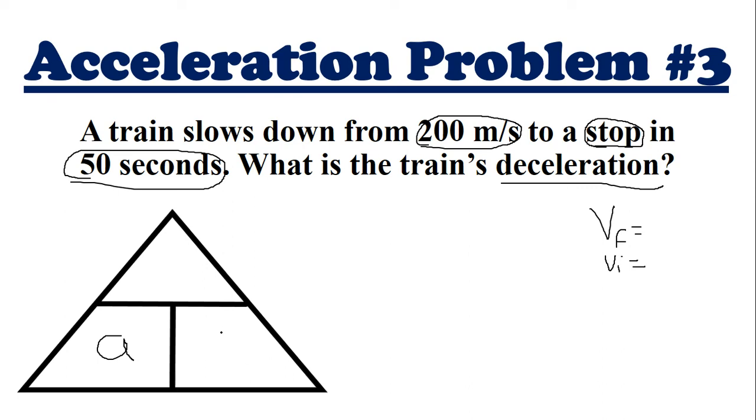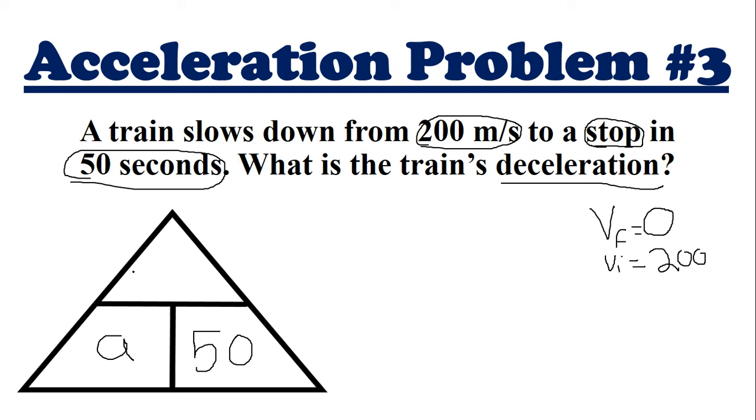At the bottom, the other number at the bottom is your time. According to this problem, our time is 50 seconds. So we're going to write 50 down here. All right, now we need to identify Vf and Vi. Vf is the final velocity. What did the train's final speed look like? This is a trick here. Remember, it says it slowed down from 200 meters per second to a stop. Stop is the final. And when you're stopped, are you going any speed? No. So final velocity is 0, and that makes your initial velocity 200.